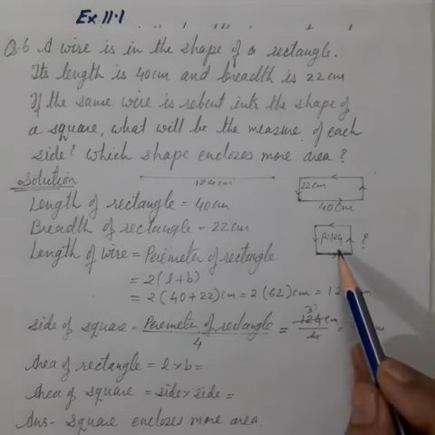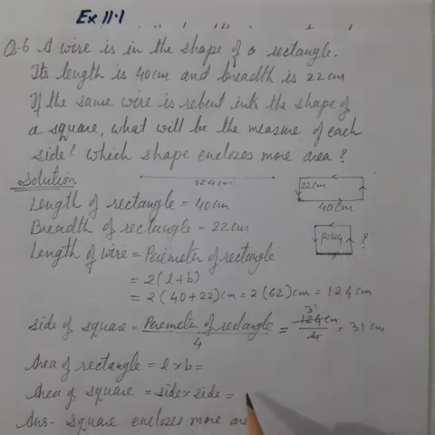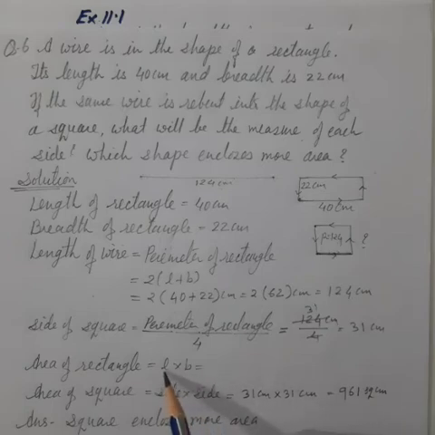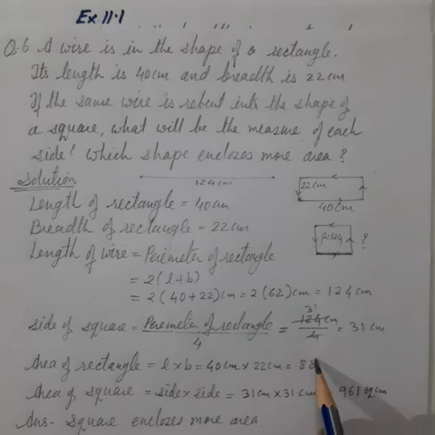Now we can find out the area of the square. Area of square is side into side. 31 centimeter into 31 centimeter is 961 square centimeter. And we have to find out the area of the rectangle also. Area of rectangle is length into breadth. Length is given 40 centimeter and breadth is given 22 centimeter. So it is 4 twos are 8, 4 twos are 8. So 88 and one more 0. Centimeter into centimeter, square centimeter.